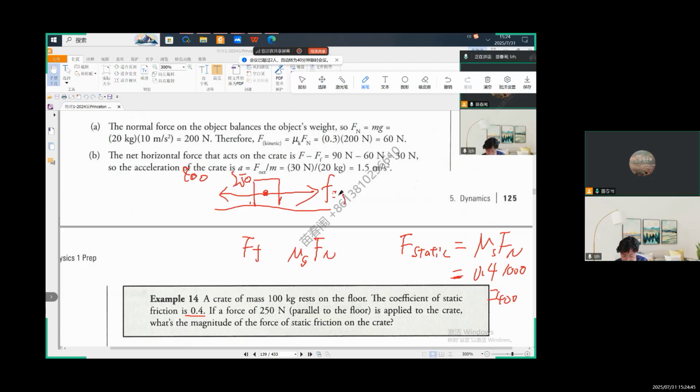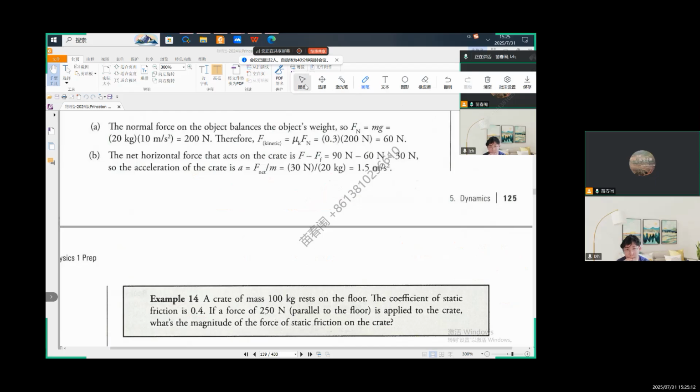So not 400. 400 is the maximum, right? Does that make sense? This is the difference. Which means if you give me more, for example, if you give 300, it's going to be 300, right? If you give me 350, it's 350, right? Until 400, it's always going to be the force that you give, right?